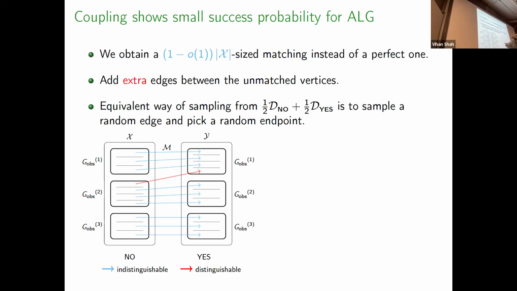And now this tells you why ALG cannot succeed. Because what is the success probability of ALG? If it picks a blue edge, ALG is doomed. It cannot tell whether I'm coming from the left or coming from the right. So the success probability there is just half. It can only guess. That's it. Okay, for the red edges, it can succeed with probability 1, but there are very few red edges. It's little o of 1. And so the success probability of ALG is just half plus little o of 1. And this is why ALG cannot succeed. Does this make sense?